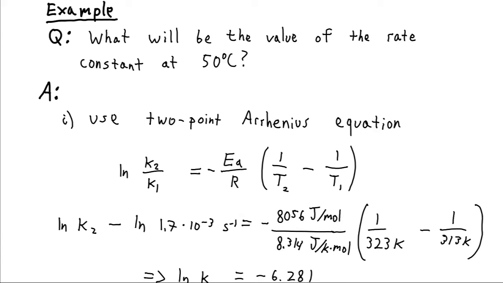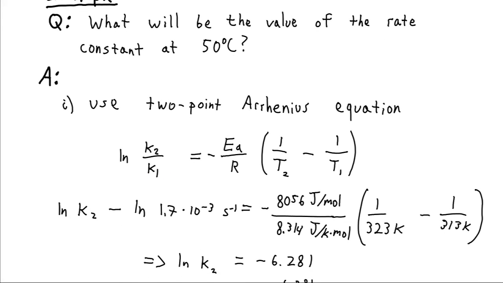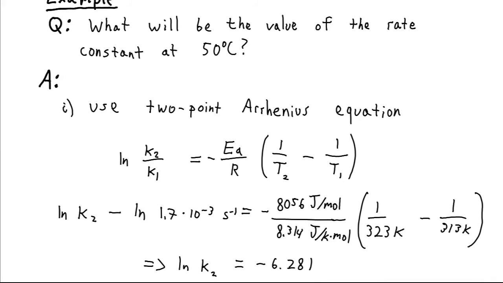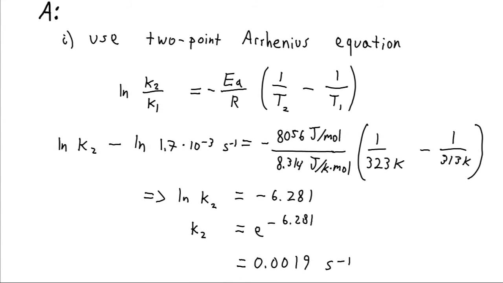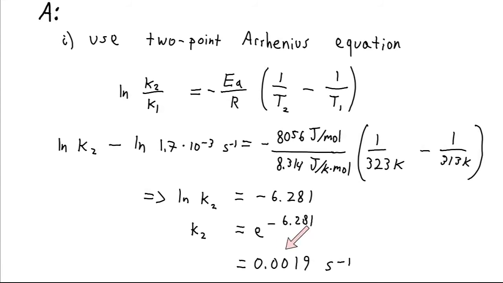So now all we have to do is just crunch all these and add this on both sides. By the way, I've used one of our log rules. If we have the log of something divided by something, that's the same as taking the log of the first thing minus the log of the second thing. So that's how I separated those out down there. When I do this, I get the natural log here is equal to minus 6.28. So now I'm going to need to exponentiate both sides to get rid of that natural log. And when I do that, I get a rate constant of 0.0019 inverse seconds.